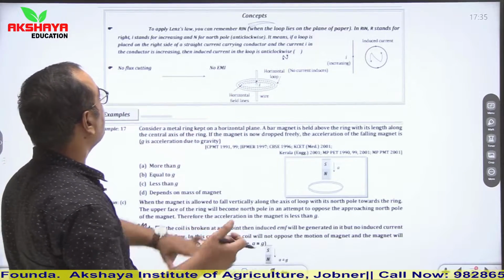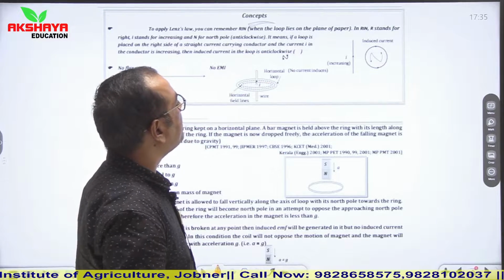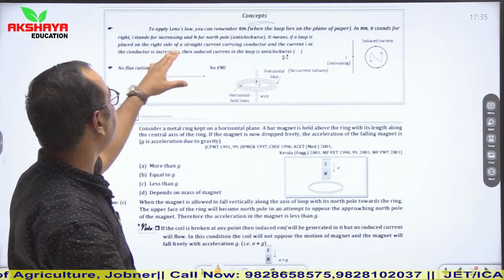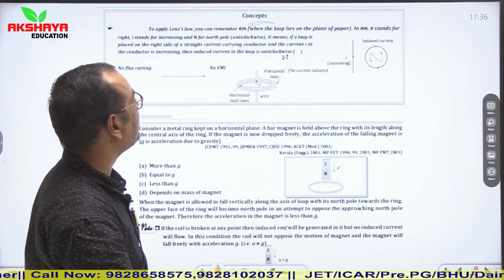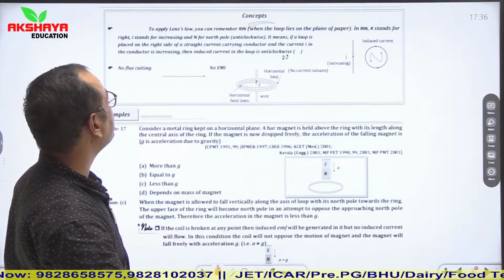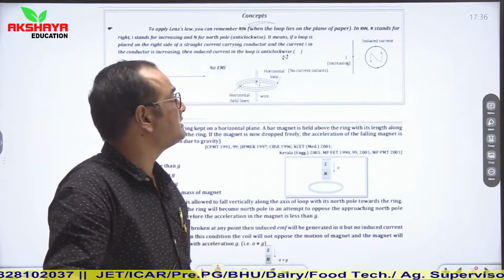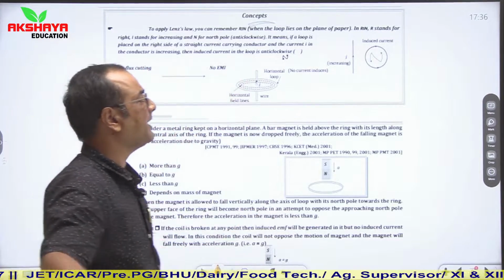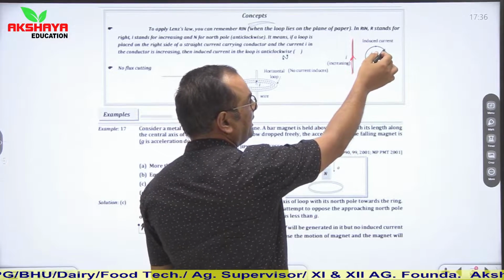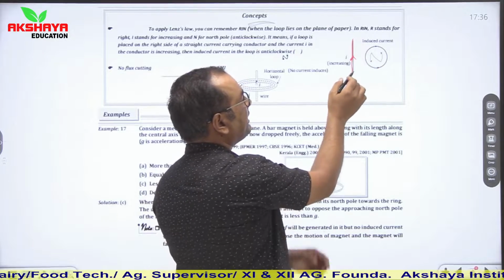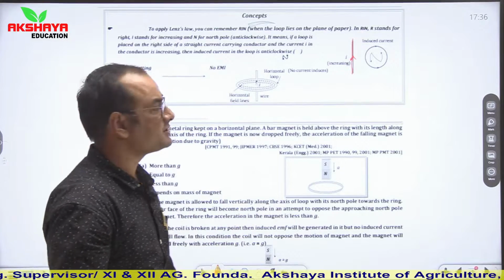Now see, the concept is given. To apply Lenz's law, you can remember RIN, when the loop lies on the plane of paper. In RIN, R stands for right, I stands for increasing, and N for north pole. It means if a loop is placed on the right side of a straight current carrying conductor and the current in the conductor is increasing, then the induced current in the loop is anti-clockwise. This is the simple condition you have to keep in mind. Let us say this is a current carrying conductor. Here a coil is placed, and if current is increasing, in that case the induced current will be in the anti-clockwise direction.